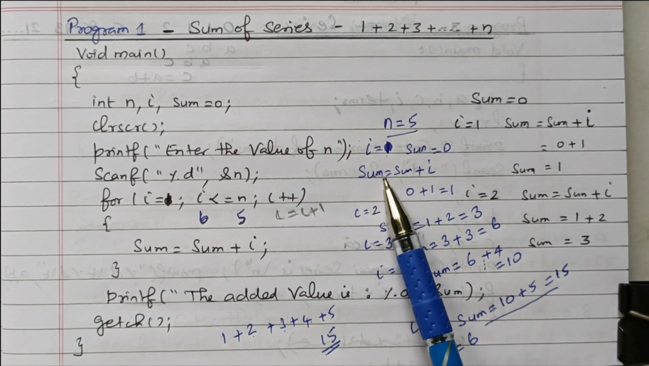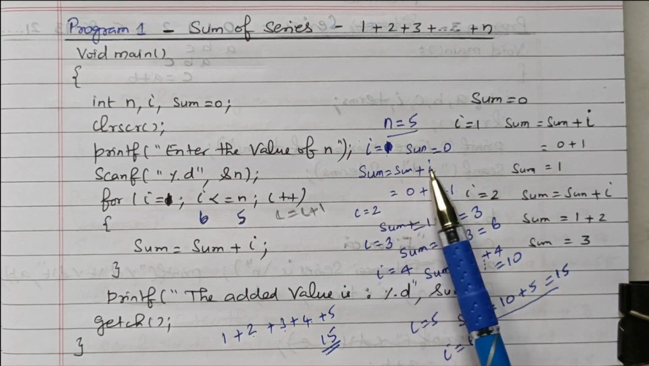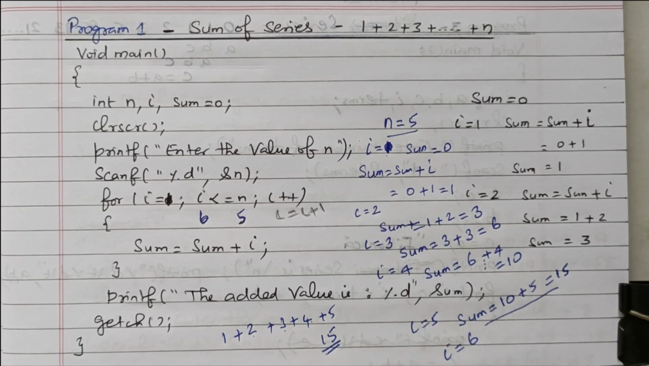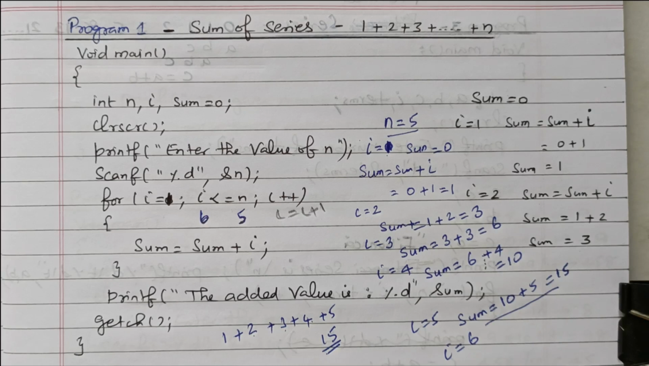And the expression is sum equal to sum plus I. That is sum and I is added and stored in the sum itself. So we discussed the sum of series program using the C language. Similarly, we can perform so many other series also using the for loop.